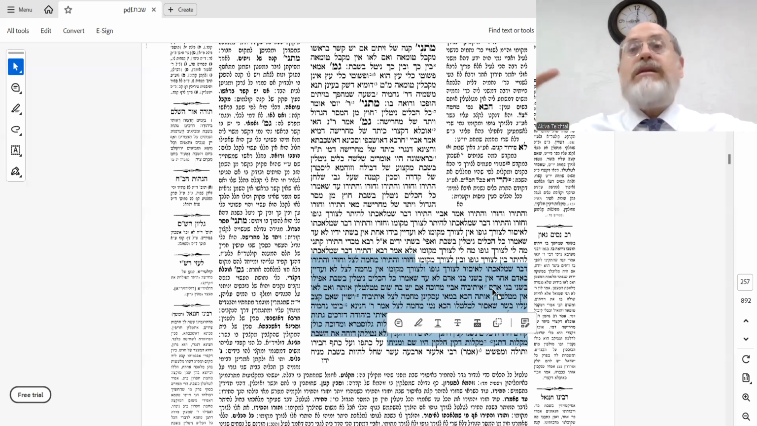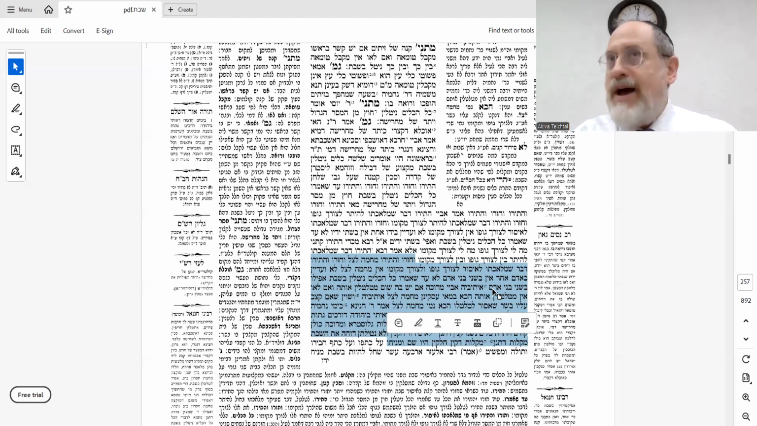When you have a really big kli that needs two people to take, like a real big Elianovic chair, a real big cupboard, a real big table, according to Abaye, don't move it. You can't move it on Shabbos because it's so big. It's not called a kli anymore. It's beyond the kli. Machlokes, and according to Rava, and that's the halacha, Shulchan Aruch says there that you're allowed to move the kli on Shabbos, even if it's very large.